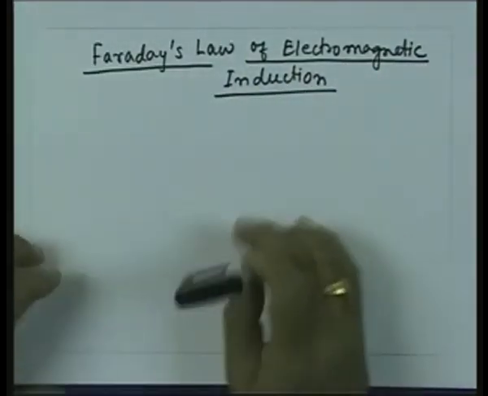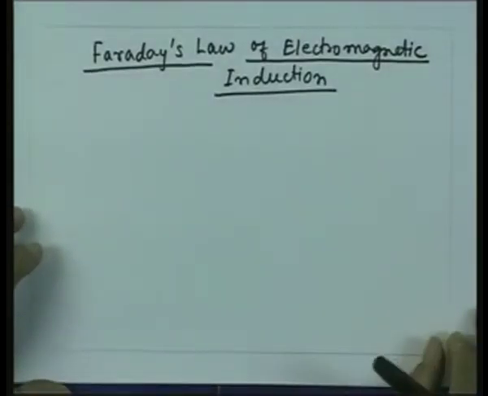Faraday's law of electromagnetic induction states that the total EMF around a closed loop is equal to the rate of change of magnetic flux enclosed by that loop, and the direction of this EMF is such that the magnetic field produced by this current because of the EMF opposes the original magnetic field.